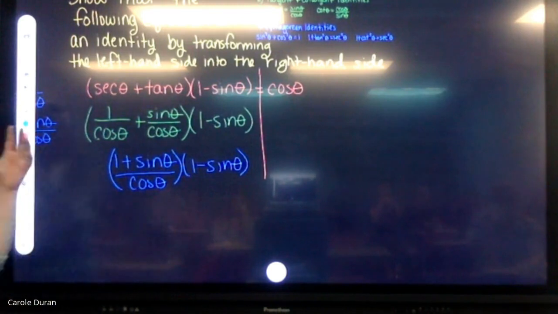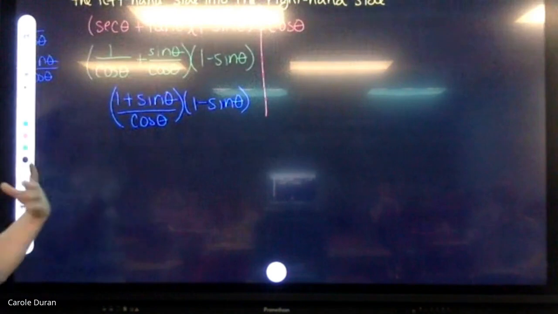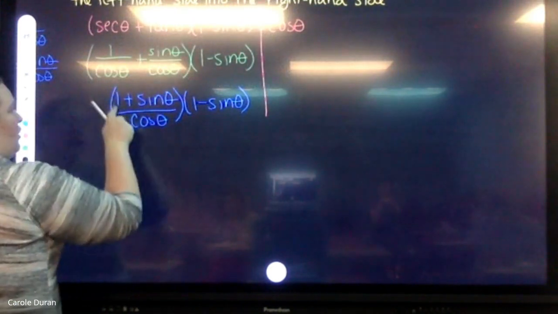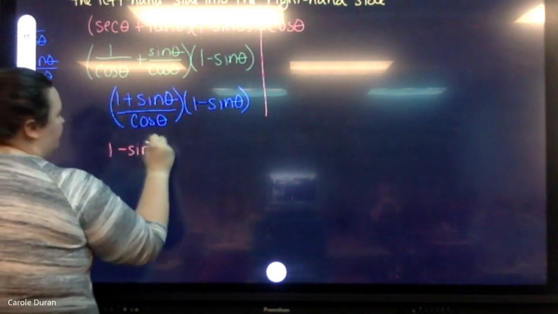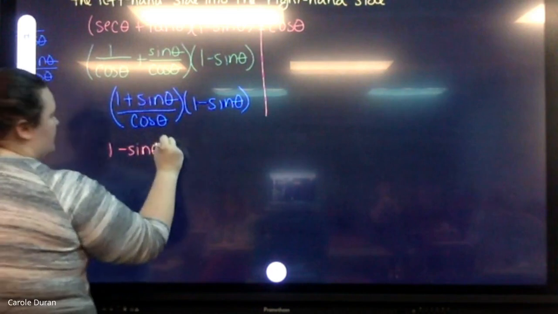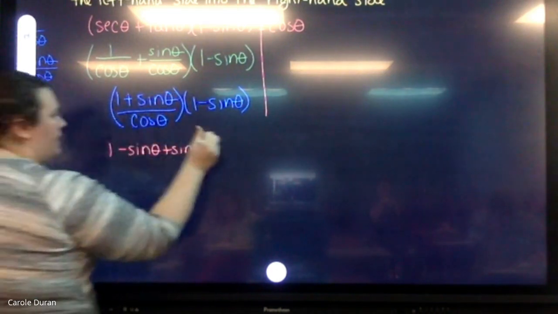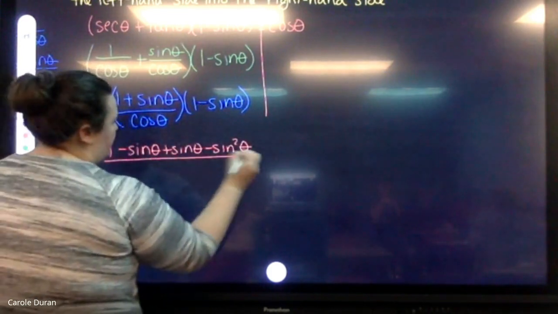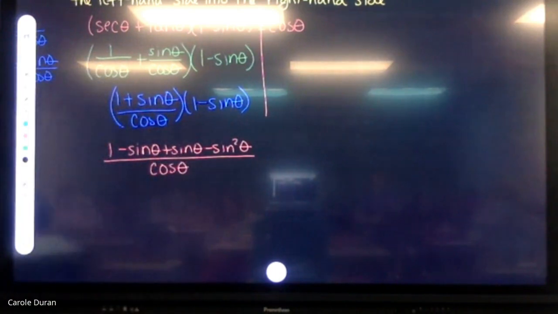Okay, sometimes we have to make it uglier before it looks nicer. So let's go ahead and multiply that out. It will be a FOIL because it's a binomial times a binomial. So when I do that, 1 times 1 is 1. 1 times negative sine is negative sine. Sine times 1 is positive sine. And then sine times negative sine is negative sine squared. And then that's all over cosine. So I just went ahead and simplified that out, or FOILed it out.